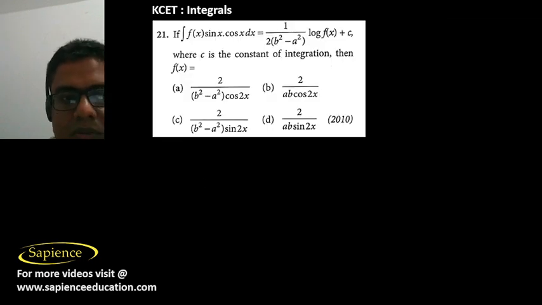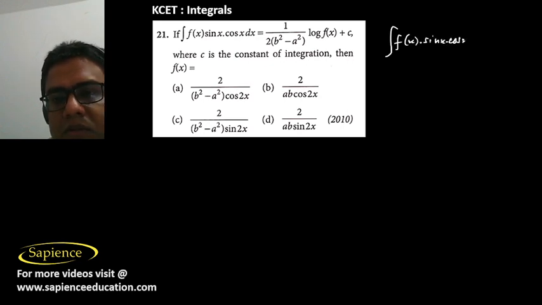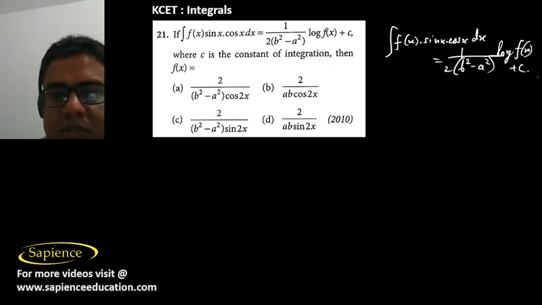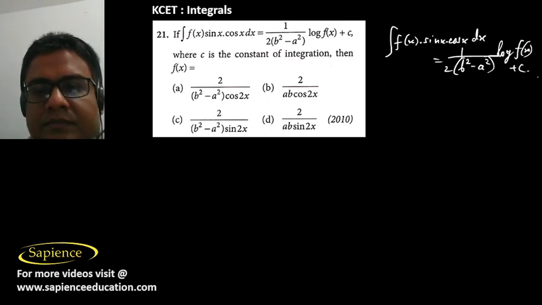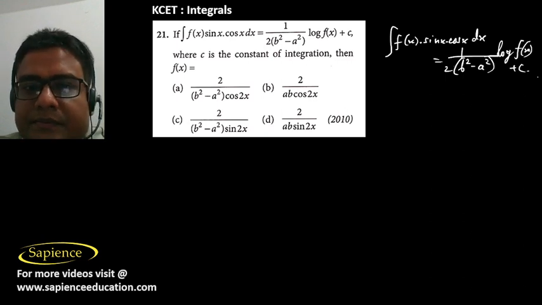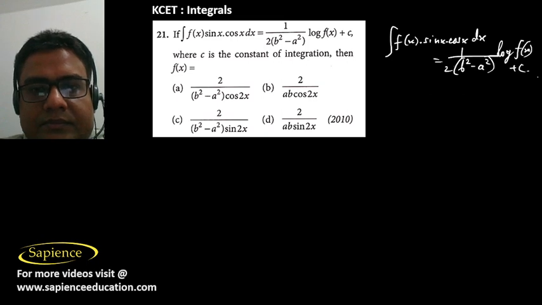In question number 21, it is told that if the integral of f of x into sin x into cos x dx is equal to 1 by 2 into (b square minus a square) into log of f of x plus c, where c is the constant of integration, then f of x is how much?